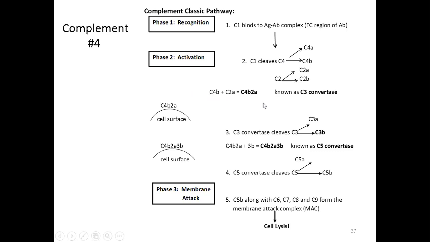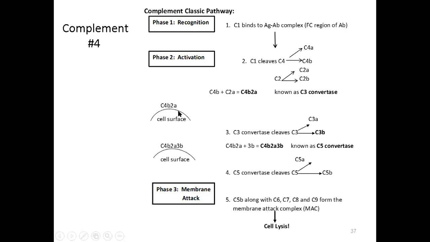Do you have to memorize this? No. But here's what's important. These 2 pieces, the C4b and the 2a, when they come together, they form something called C3 convertase. And you know from your chemistry classes, when something ends in -ase, that's an enzyme. I have a very basic picture that I tried to draw here where you see C3 convertase on the surface of the cell, the red cell in this case.